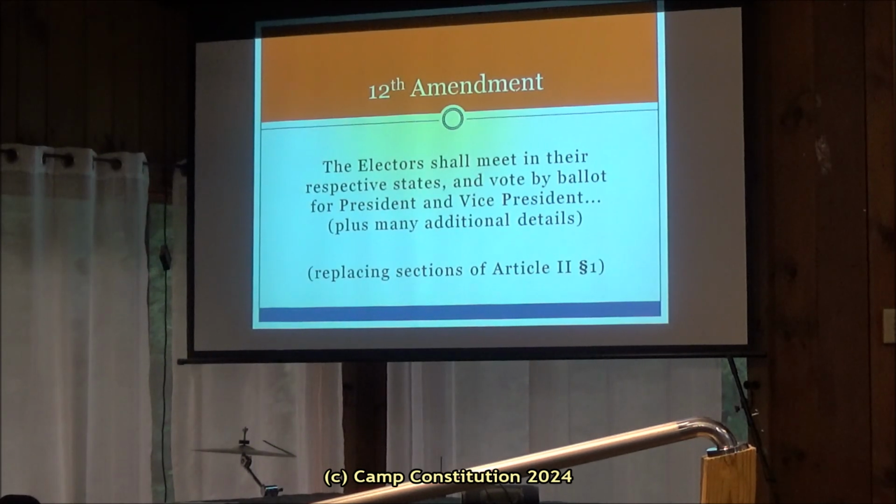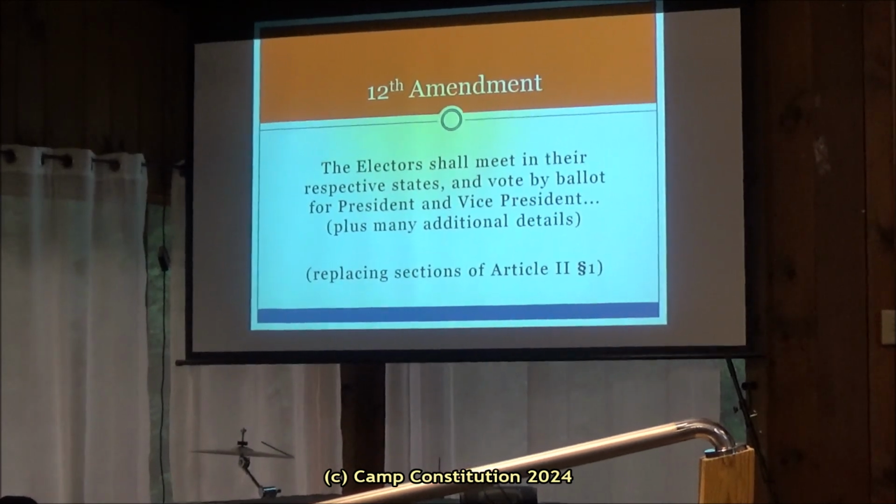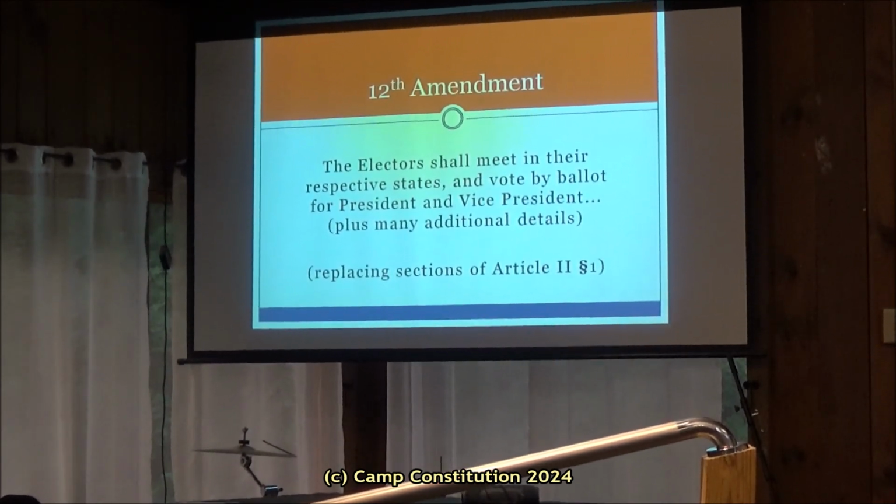This is a long one, so I only put a little piece of it. The electors shall meet in their respective states and vote by ballot for president and vice president. And then it goes on for like several paragraphs. This replaces sections of Article 2, Section 1.